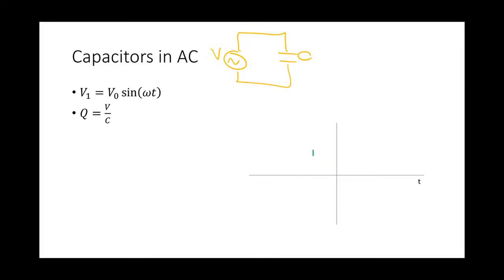Well, our loop rule still applies, and our junction rule still applies. We know that for a capacitor, the voltage is equal to Q over C, where Q is equal to the integral of the current. In a simple circuit like that, that's all there is.